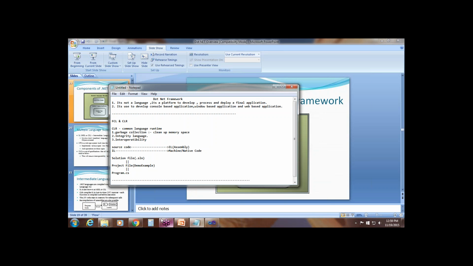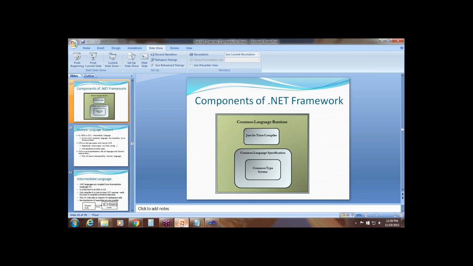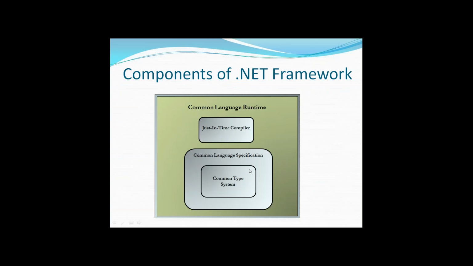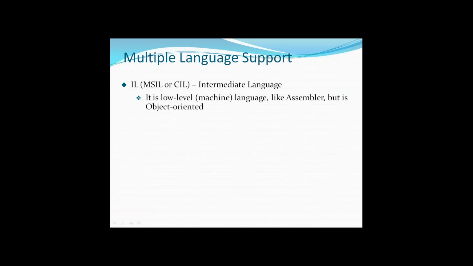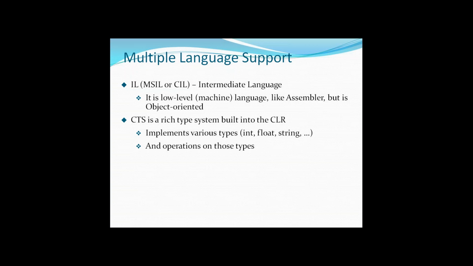Now the next thing, this diagram shows how the CLR works. Inside the CLR we use a JIT compiler. Inside the JIT compiler, we convert our code from IL into machine code, with the CLS and common type system. Now what is meant by intermediate language? Intermediate language is a low level language. It's an assembly language.